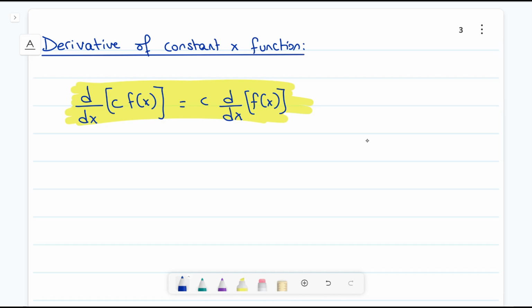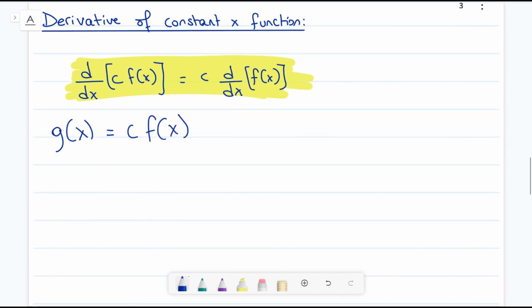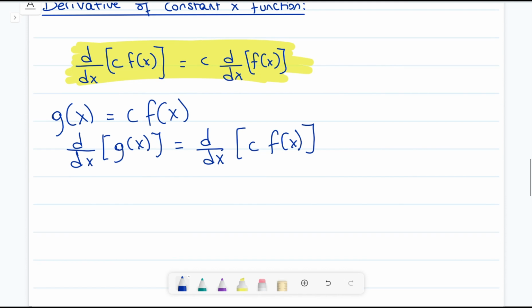We will move to the derivative of a constant multiplied by a function. So the derivative of c times f of x, we can take the constant out. It becomes c times the derivative of f of x. In order to prove this, as usual, we will start with defining a function. So I will define the function this time to be g of x equals the constant times f of x. Now I will take the derivative of g of x. This is the derivative of a constant times f of x.